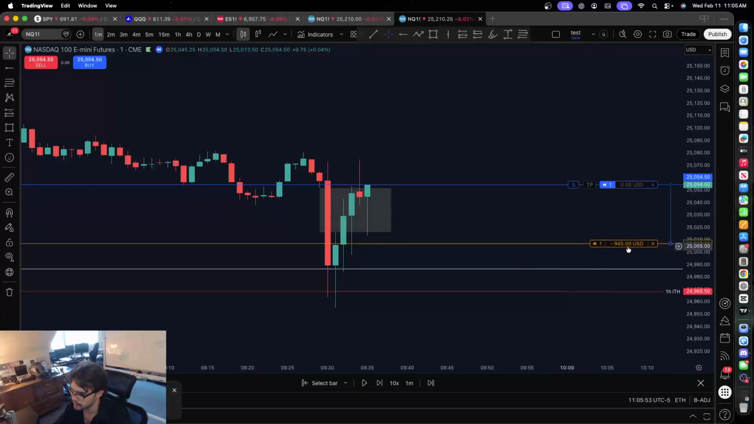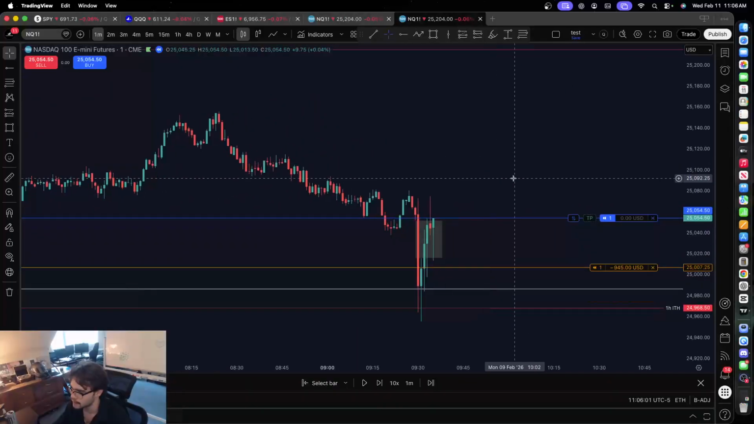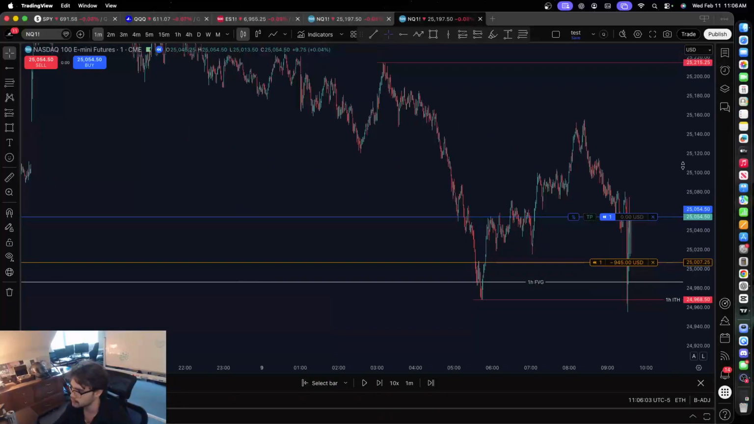Manage it meaning, okay, if we got a nice move up a little bit, I would just put it at the bottom of this fair value gap, or maybe inside of the fair value gap, not looking for it to retest. And then we are targeting opposing objectives.